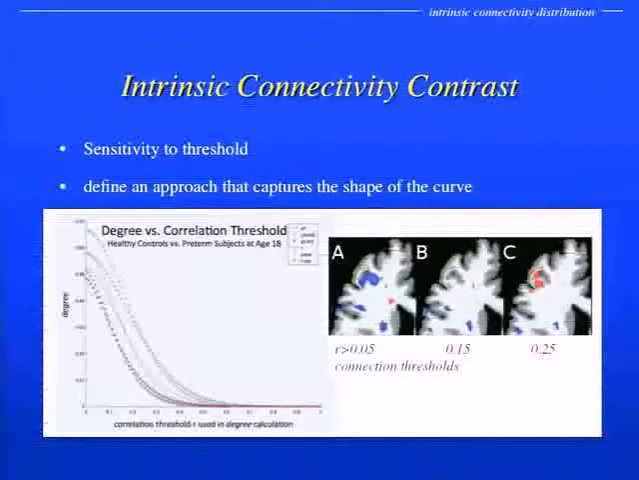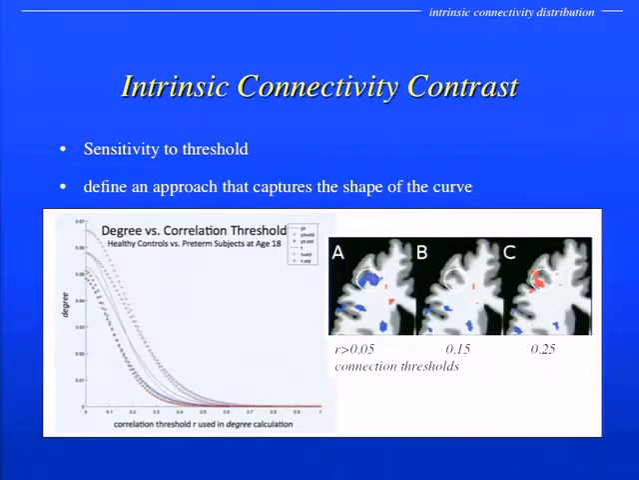Okay, so now you can see these two curves. This is showing the same preterm and term groups, and the curves cross here. So in fact, our connectivity in this case can go from negative to nothing to positive, depending on which threshold we use to calculate this degree measure. So we have a real sensitivity here to threshold.